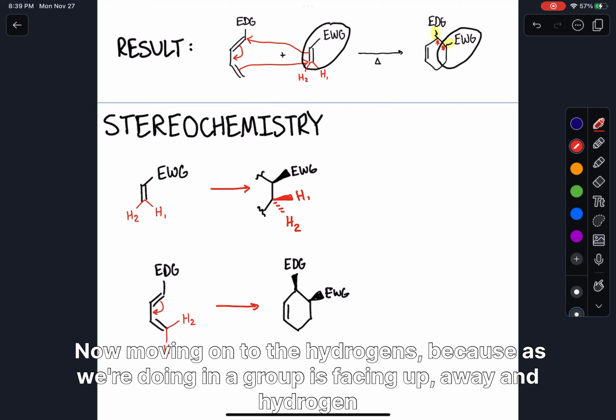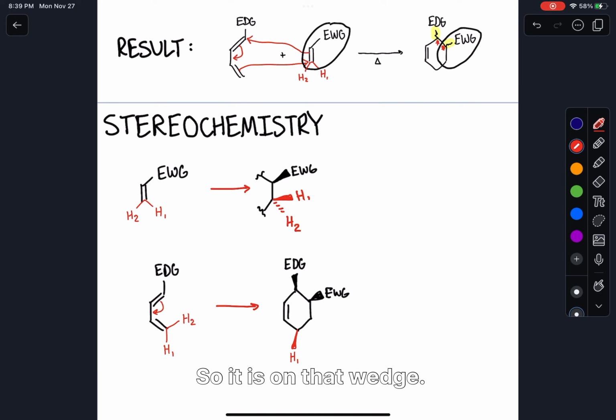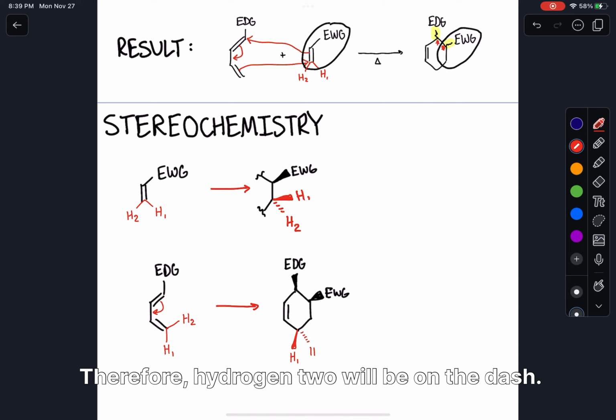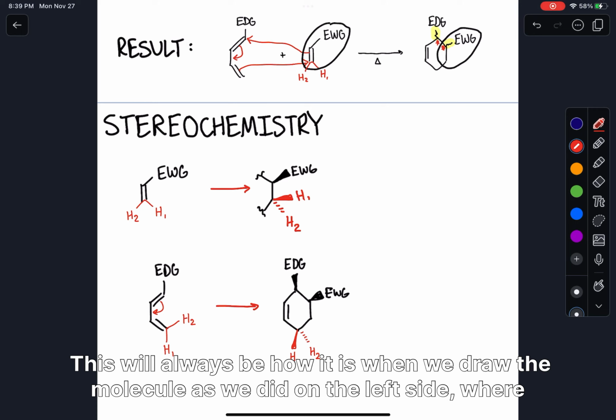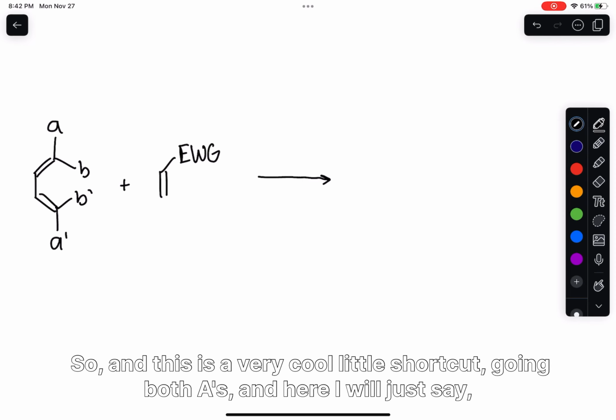Now, moving on to the hydrogens, because the electron donating group is facing up, away, and hydrogen 1 is also facing away, it will be facing the same direction in the end molecule. So it is on that wedge. Therefore, hydrogen 2 will be on the dash. This will always be how it is when we draw the molecule as we did on the left side, where hydrogen 1 is facing down.